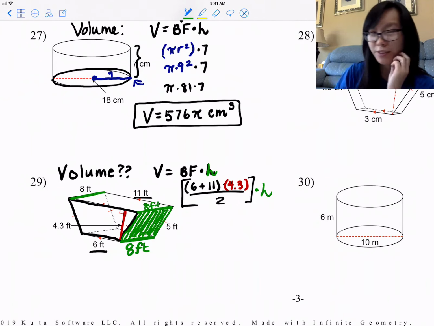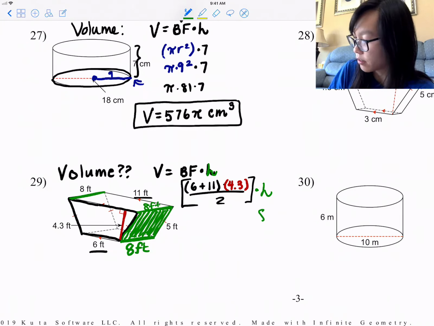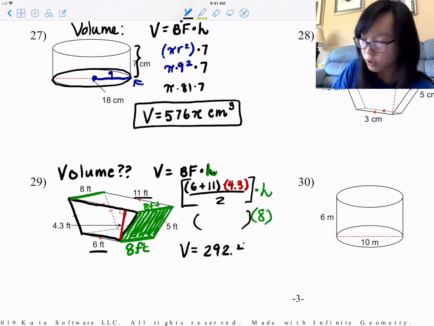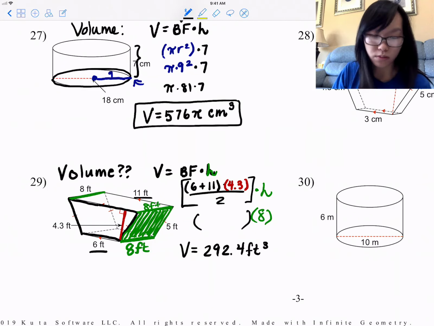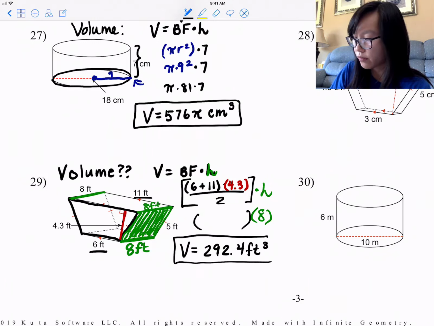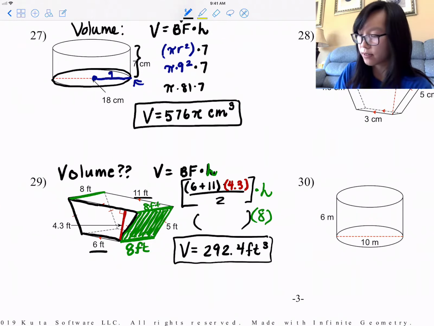Hopefully that helps. Here's my Fruit Loops. When you go ahead and multiply it out, whatever number you get here, you should get your volume as 292.4 feet cubed. And if you don't, maybe let me know and I can help you out. But always check your math and see if you're putting it in the calculator right.